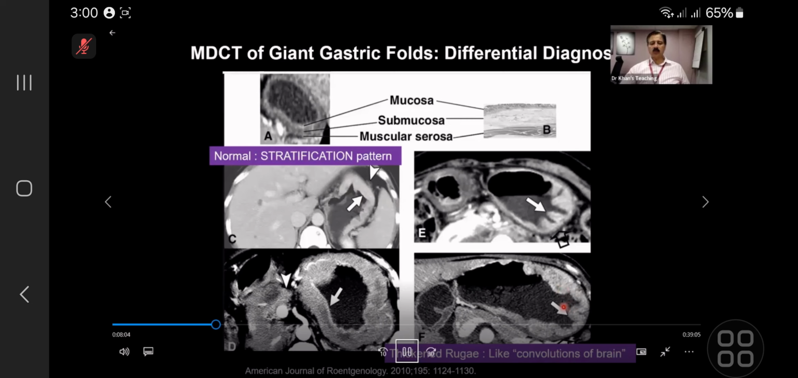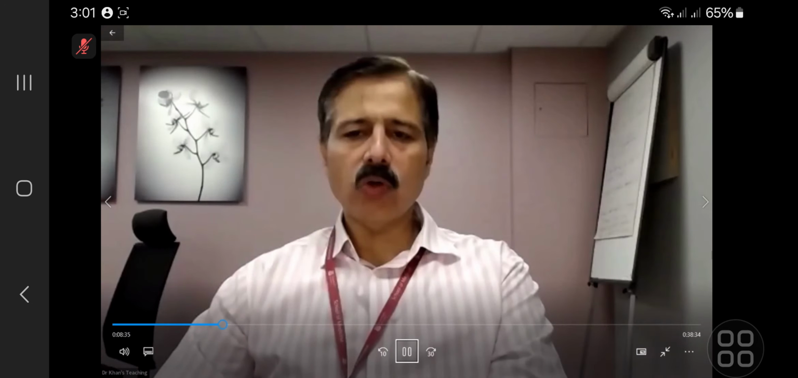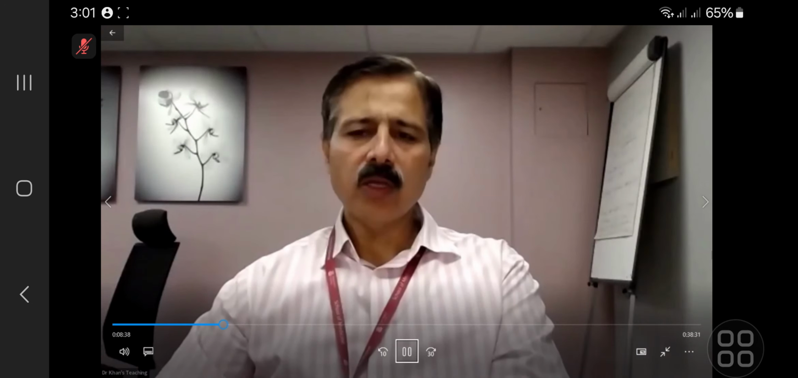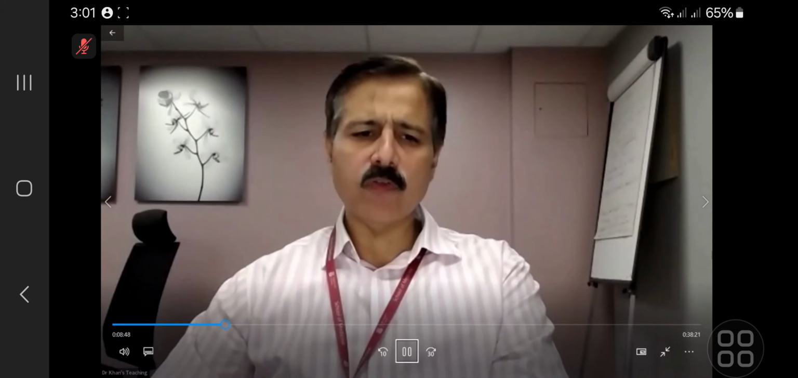And one of the descriptions given in the book says, they are convolutions like gyri of the brain. So this is how the description is. So the idea here was to teach you another differential diagnosis, and that was the differential diagnosis of rugal folds. So what I'm going to do is this case which I have just shown you, I will show it to you again, and this time I will show you in a PACS format.